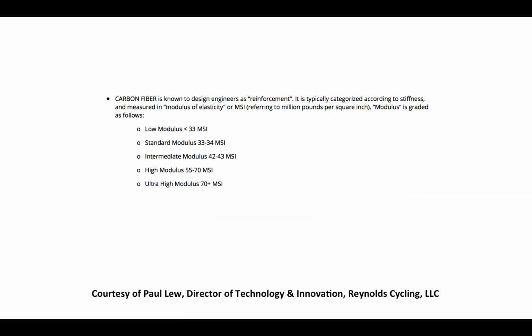Here's some information on fibers all the way from low modulus to ultra-high modulus. MSI stands for millions of pounds per square inch. It turns out that standard and intermediate work the best in bicycle rims. If I convert that into pascals, 1 pound per square inch is 6.9 times 10 to the third pascals. So a typical modulus of 34 million pounds per square inch would translate into 235 gigapascals.